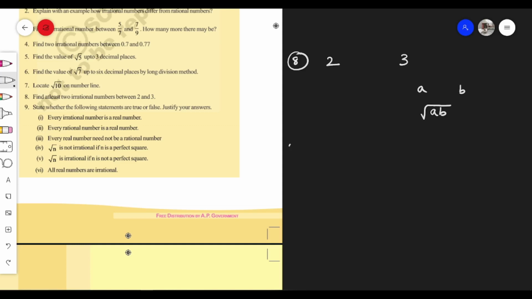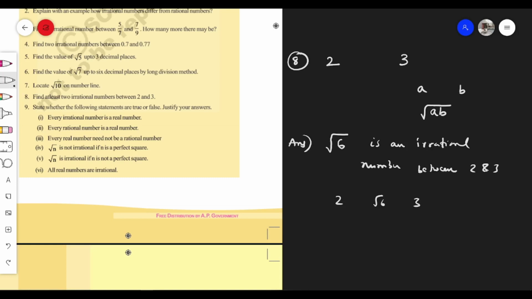In the same lines, if we think, 2 and 3 are the 2 numbers given. If we multiply them we get root 6, and since it is not a perfect square, square root of 6 lies between 2 and 3. Square root of 6 is an irrational number between 2 and 3, but we are asked for 2. So 2, square root of 6, 3.